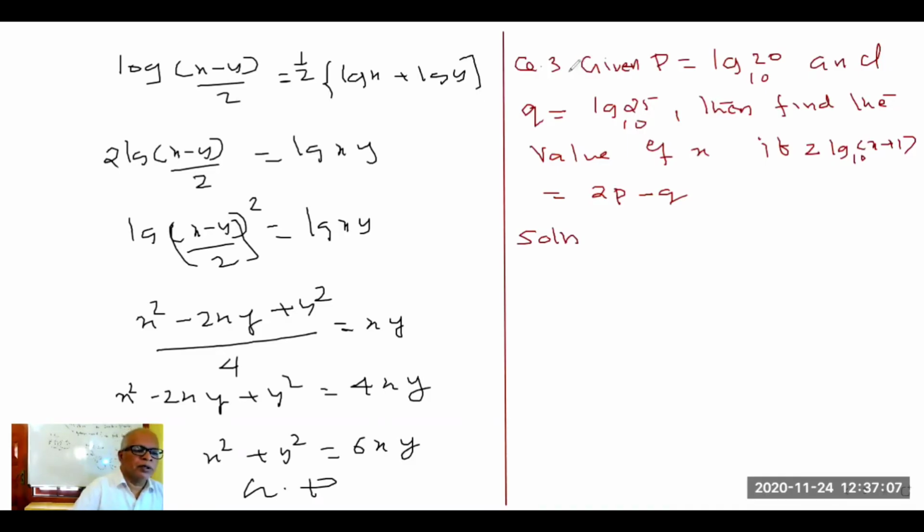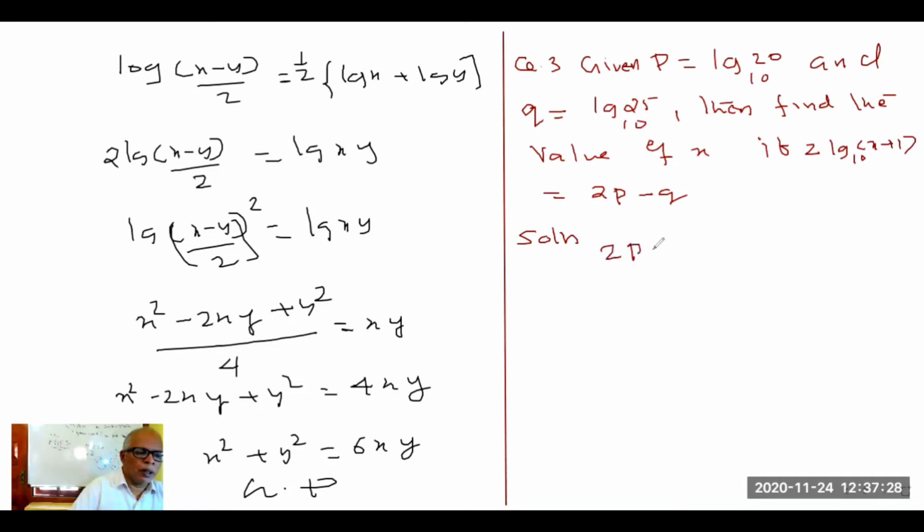See, the given question is: given p is equal to log 20 to the base 10 and q is equal to log 25 to the base 10, then find the value of x if 2 log of x plus 1 to the base 10 is equal to 2p minus q. Let us simplify the right hand side.